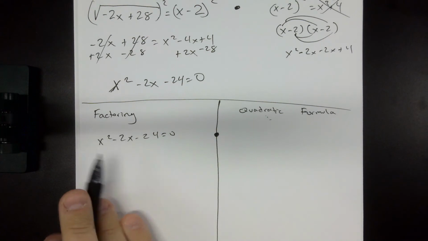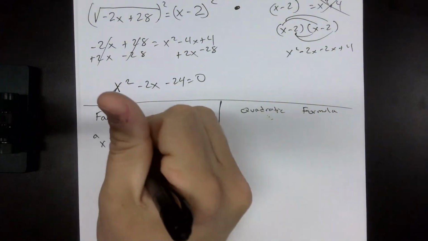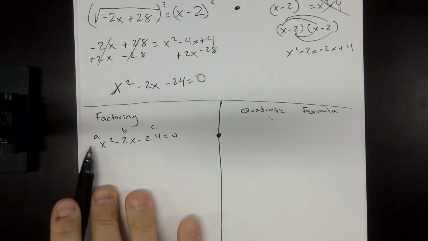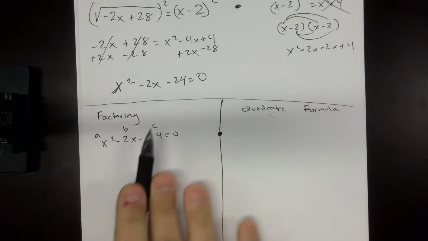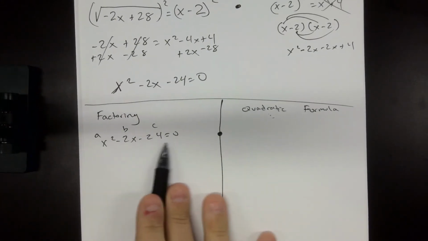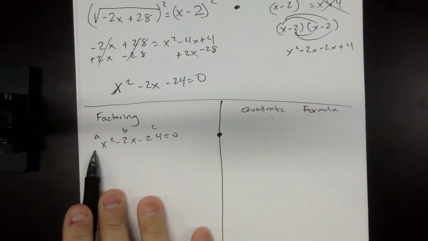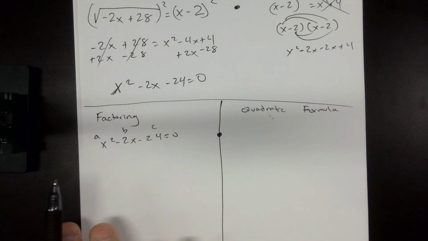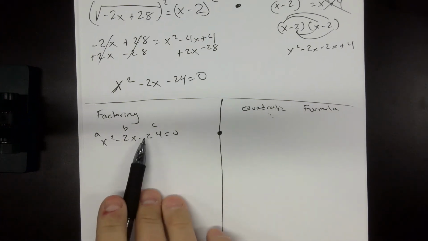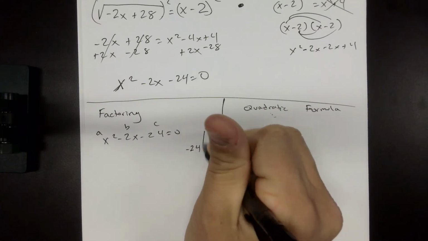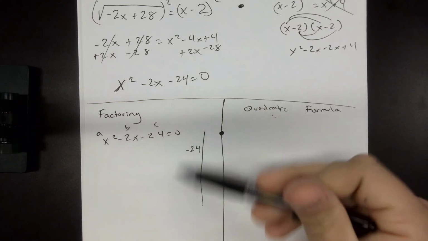So there's 3 different terms here. This is our A term, our B term, and our C term. And they have numbers. B is negative 2. C is negative 24. What would A be? 1. A is 1. Does everyone see that? So if A equals 1, we can look at C. We're going to put it out here like this with a line. This is called a testing area.